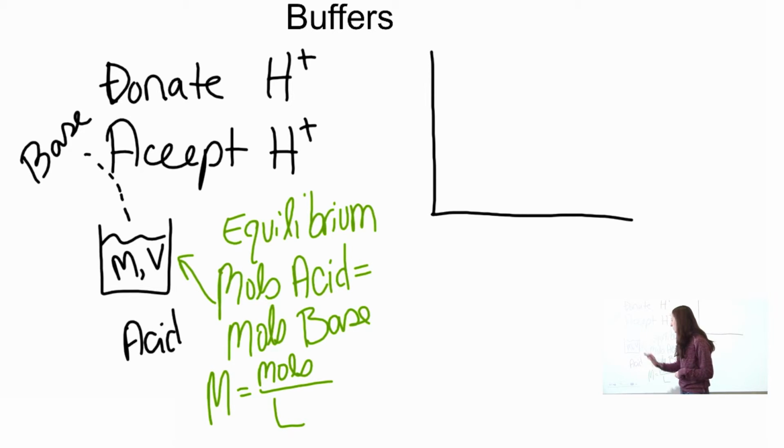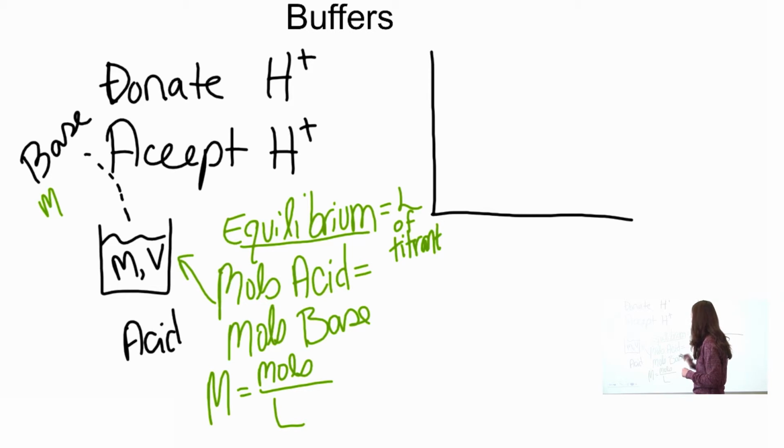You first determine, based off your volume and your concentration, how many moles of acid you have in this container, and then you determine, based off the concentration of your base, how many moles of base you need, which is the same amount of moles of acid you have. You determine how many liters of your base you're going to add to this container. So your equilibrium point is going to be your liters of titrant, and titrant is the solution that you're adding to your container. That's going to be your goal to find.